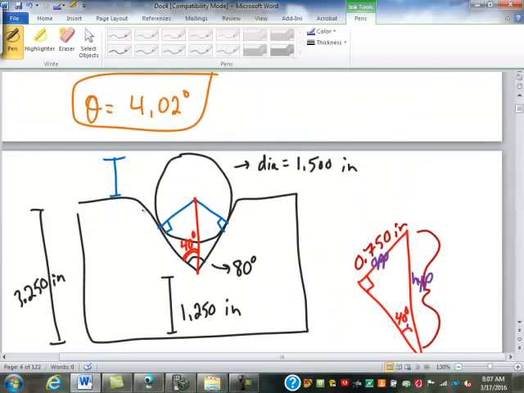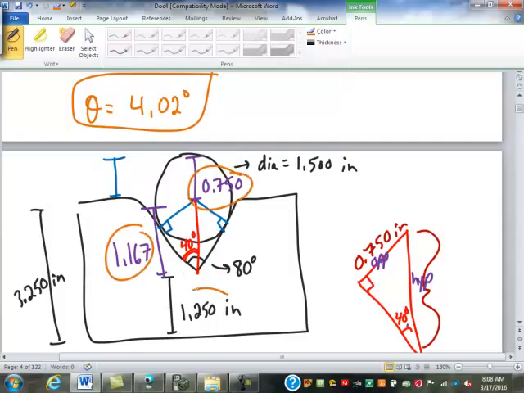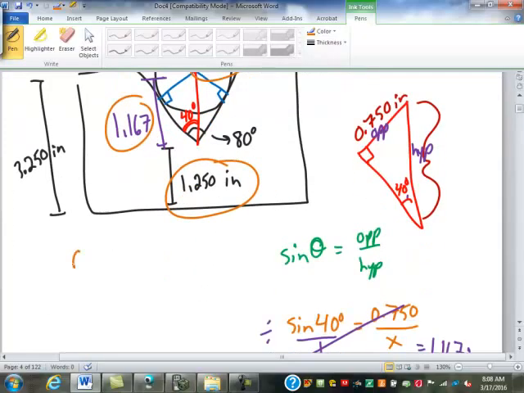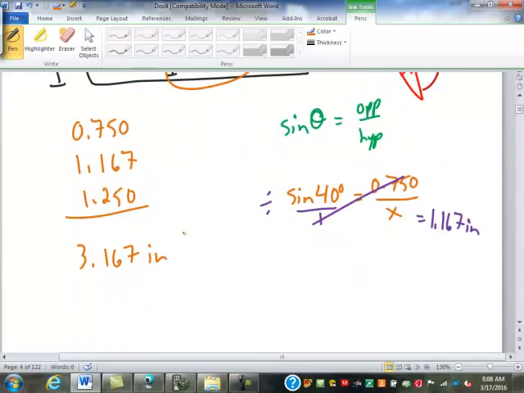So what we just got was from here to here, 1.167. We also know that from here to here is 0.750. How do we know that? It's a radius. Very good. So now we have a total height found by adding those three. 0.750, 1.167, 1.250. That all adds up to 3.167. Yes? No? Yes.